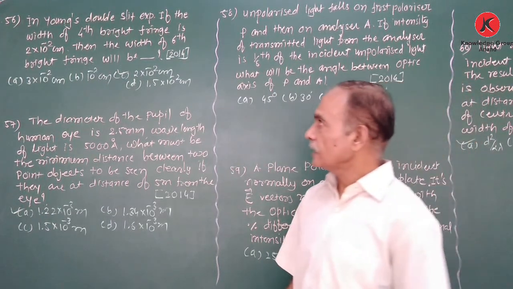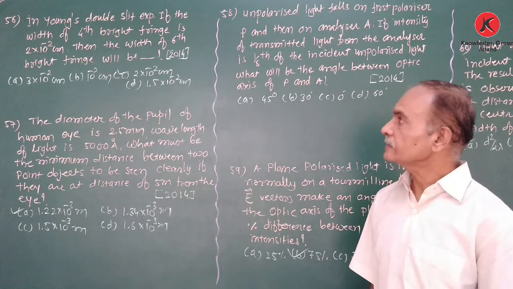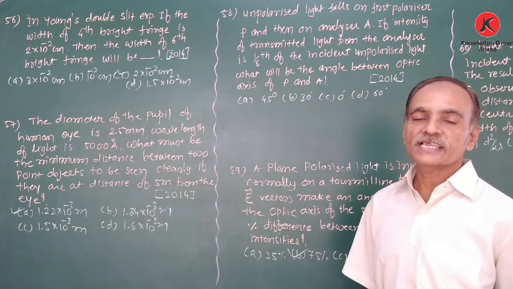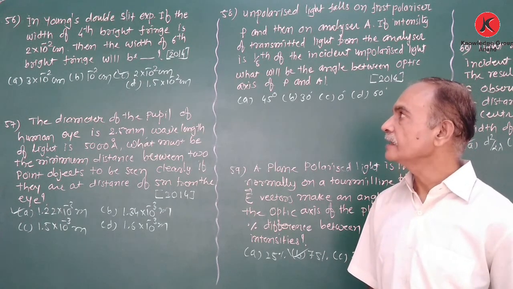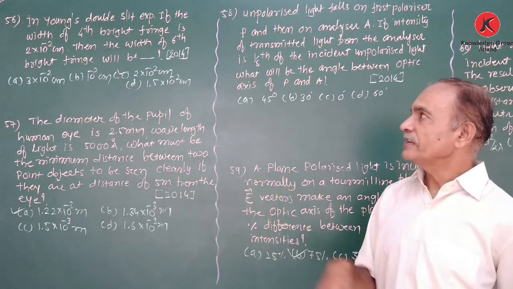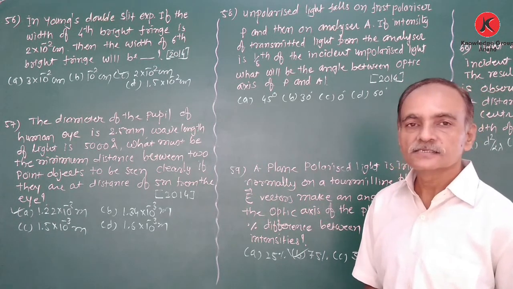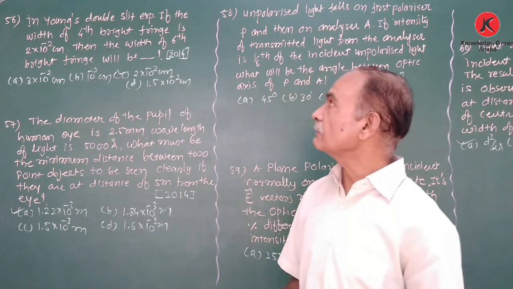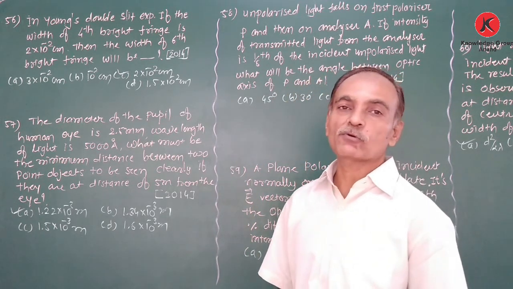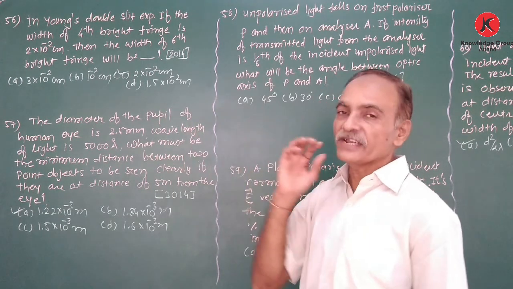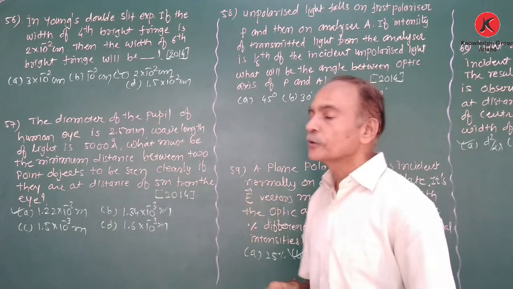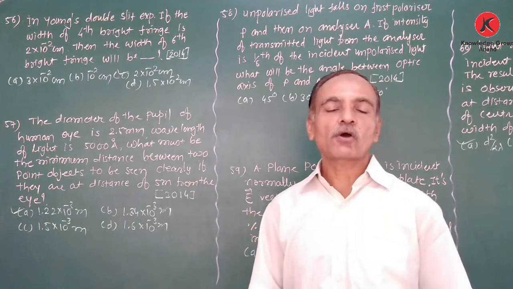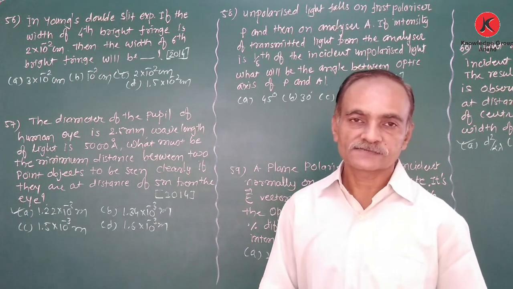Now friends, a new numerical. In Young's double slit experiment, if the width of the fourth band fringe is 2 into 10 raised to minus 2 centimeter, what is the width of the sixth band fringe? Now listen, this question is quite logical. In Young's double slit experiment, what are the fringes obtained on the screen? The width of the fourth band fringe is given as 2 into 10 raised to minus 6 centimeter. Now, what should be the width of the sixth band fringe?